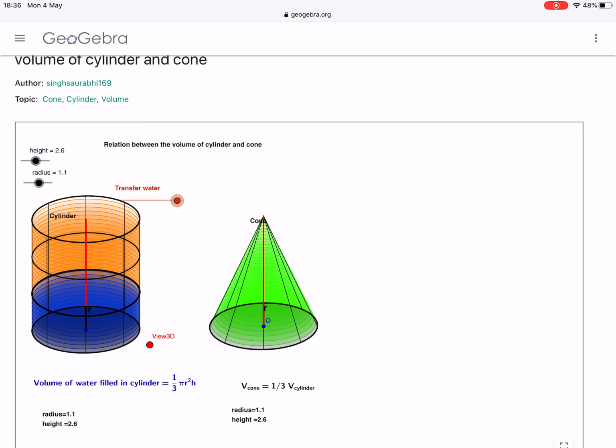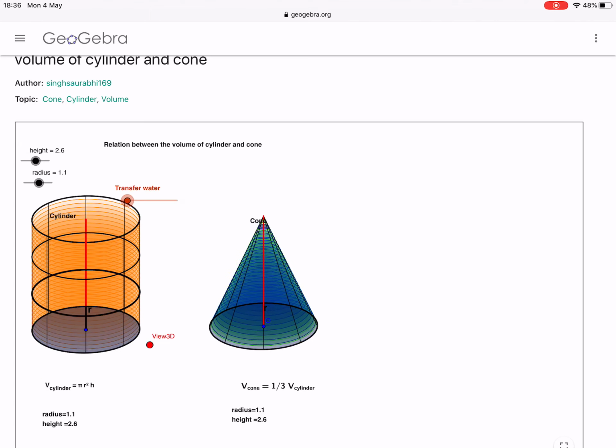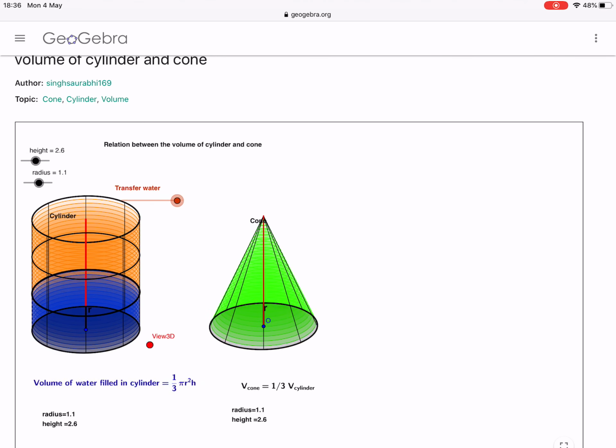And when we're done, how much of the cylinder's volume is filled up? You can see it is 1/3. It's 1/3 of the volume. And so if we transfer back, there we go. And if we transfer it back, it's still 1/3. And this is the same thing that would happen with a pyramid and a prism that have the same base. Okay, the prism would be 3 times the size, at least in terms of volume, of the pyramid with the same base. Okay, so that's the idea.